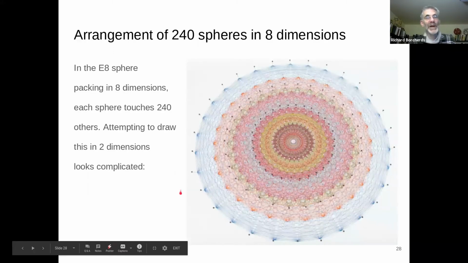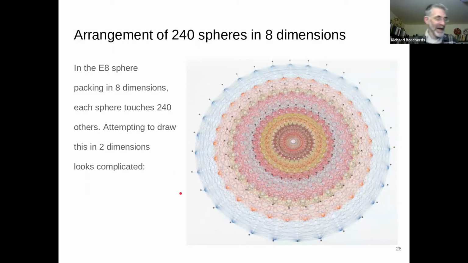So we've got an arrangement of 240 spheres in 8 dimensions, and here's an attempt to draw a picture of it. This is the 240 spheres in 8 dimensions, except they've been projected down into 2 dimensions. And there's a line drawn between 2 of the spheres if they're touching each other in 8 dimensions, and you get this rather complicated picture here.